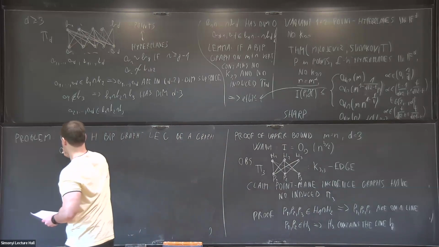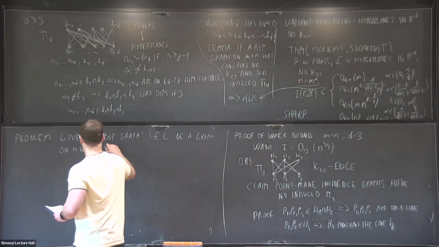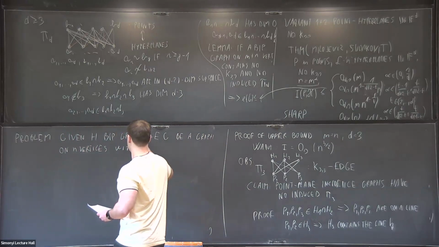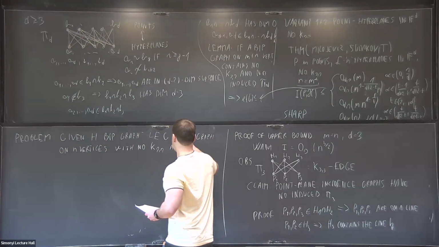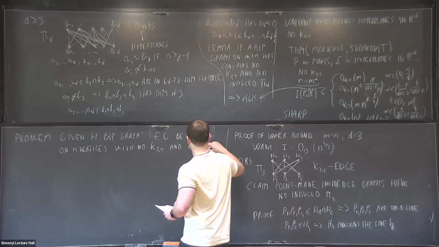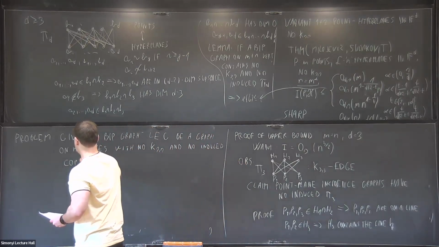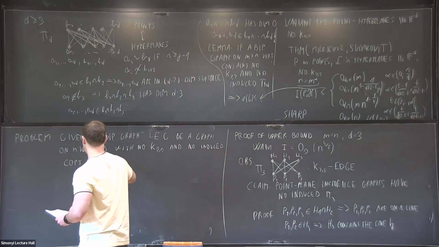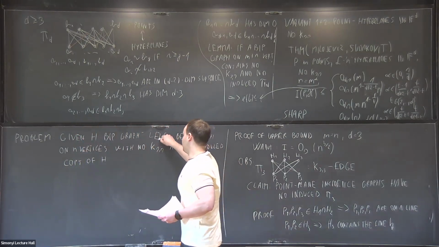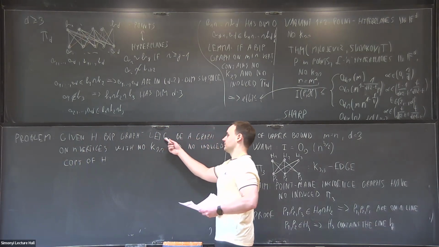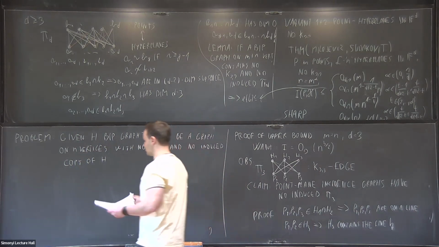And vertices with no K_{s,s} and no induced copy of H. And here you can look at variants where maybe G is bipartite or G is a general graph. So now let's look at when G is just any graph.